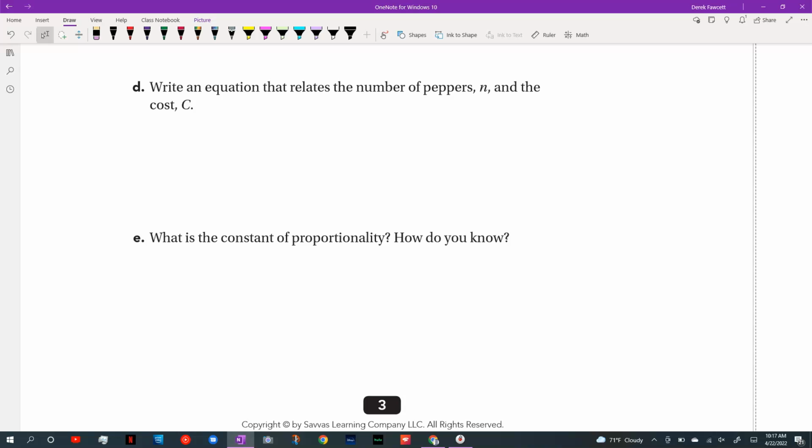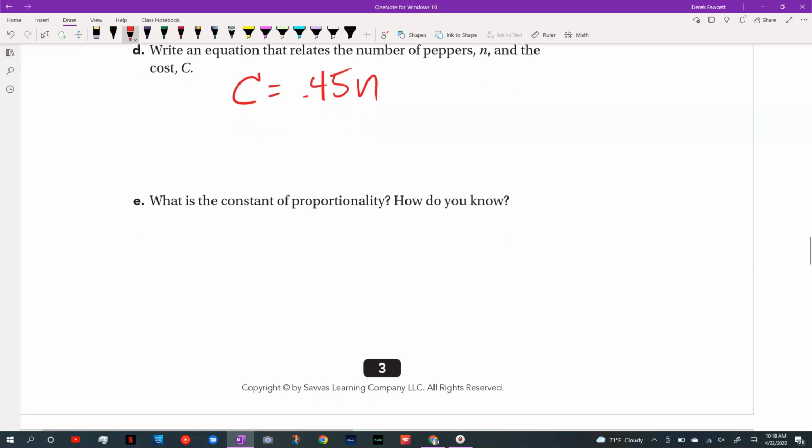And D, write an equation that relates the number of peppers and the cost. So you'd have the cost is equal to the unit rate times the number of peppers. That's what I was looking for in D. And then E, what's the constant of proportionality? 0.45. Okay, that's your constant of proportionality. How do I know? Because it's the unit rate. And the constant of proportionality is a number. It's not a variable. It's a number. How are these things related?